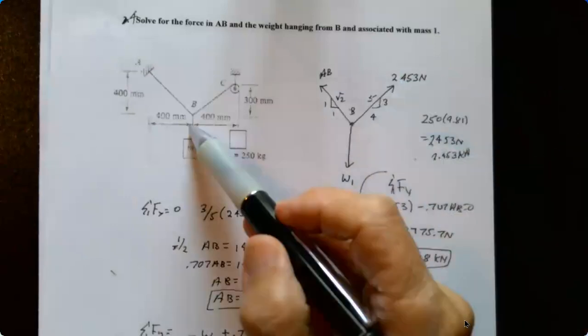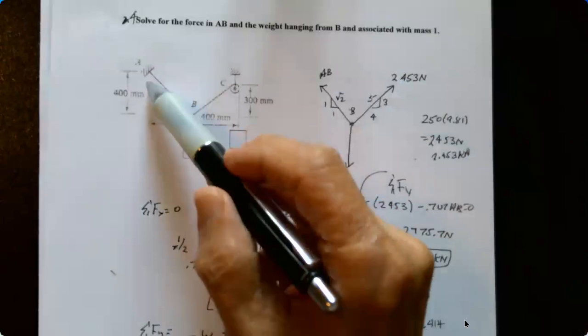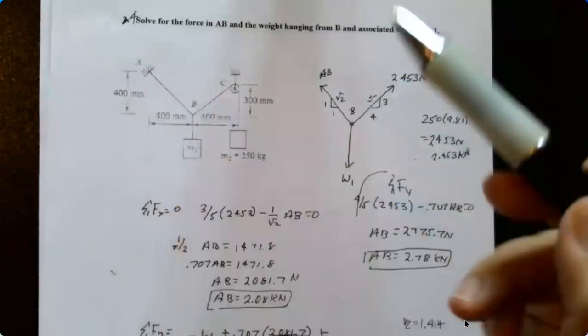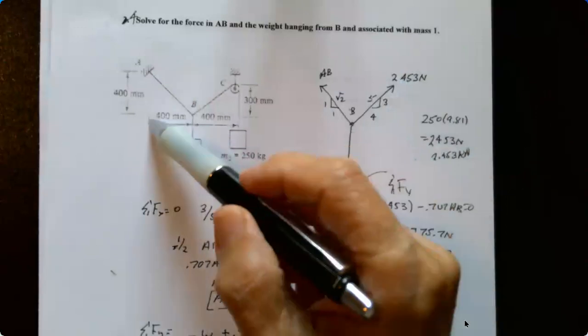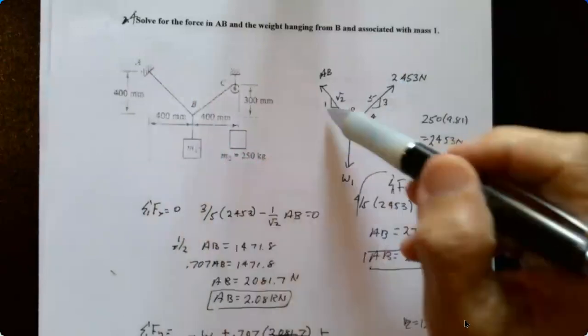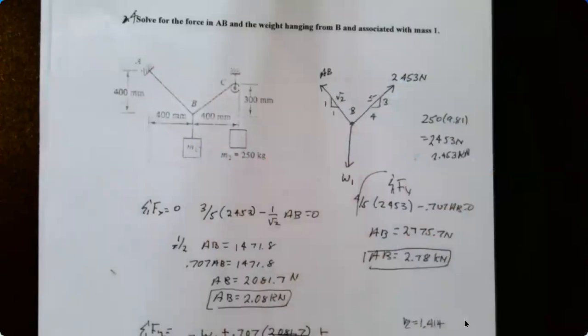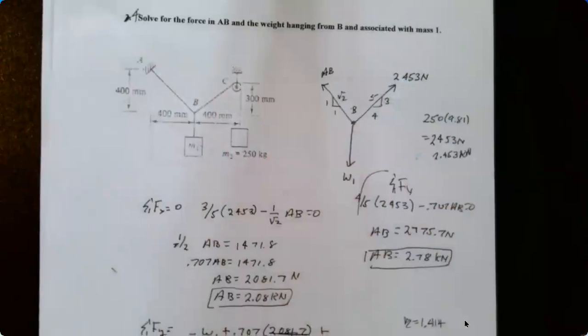This one is a 1-to-1 to square root of 2. It's a 45-degree angle, if you recognize that too. This is 400, 400, 1-to-1 square root of 2. I just used the slopes again when you do that.